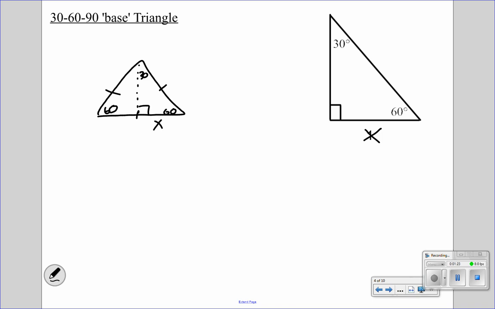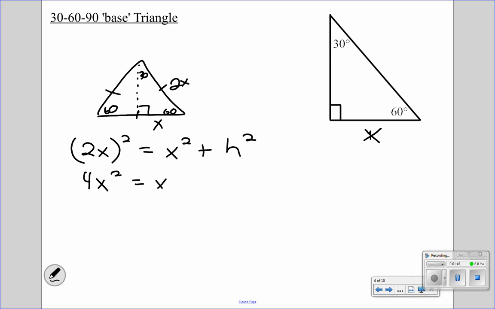So if this is x, we know that this is 2x because it's an equilateral triangle and our altitude just divided this in half. We can then use the Pythagorean theorem. So we get our c squared, 2x squared, equals x squared plus our height squared. So we get 4x squared equals x squared plus h squared. 3x squared equals h squared, that was my mistake. We're going to square root both sides. So we get x times the square root of 3 equals our height.